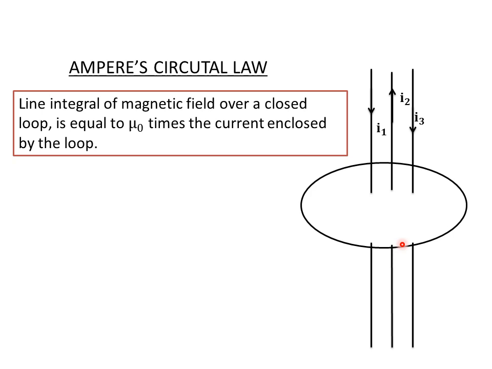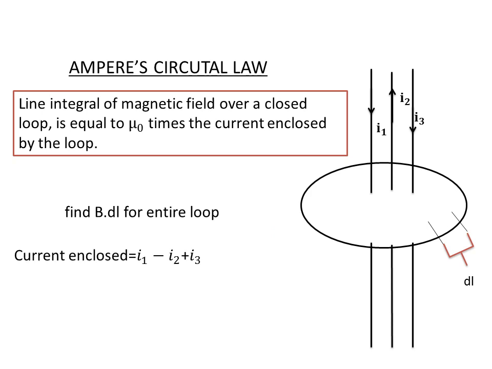Now we are going to take a small element of length dl on the loop. So this is the small element having length dl. Now we find B dot dl for this element. Similarly, we divide this Amperian loop into small elements of length dl and find B dot dl for the entire loop. Now current enclosed by the loop is I1 minus I2, because it is upwards, plus I3.